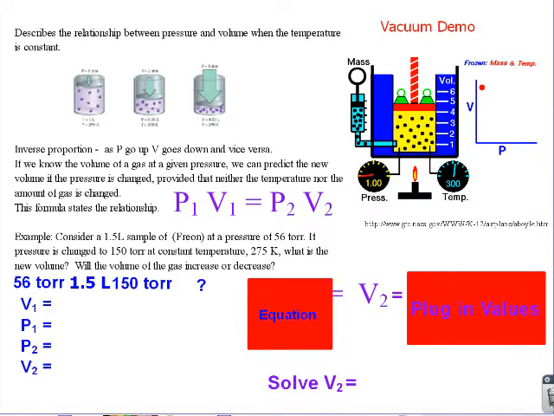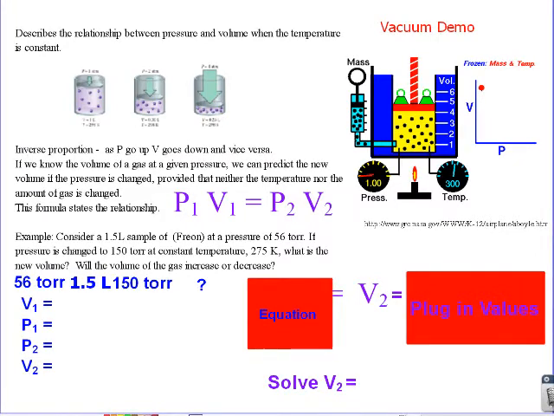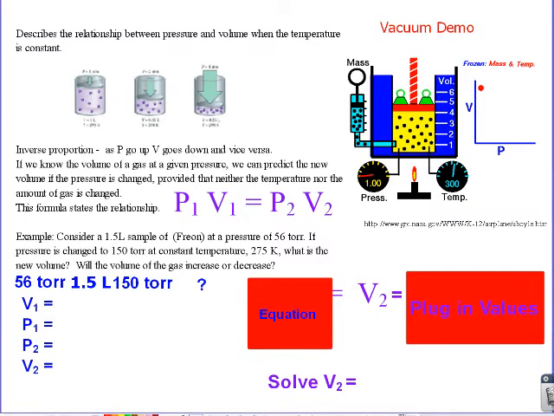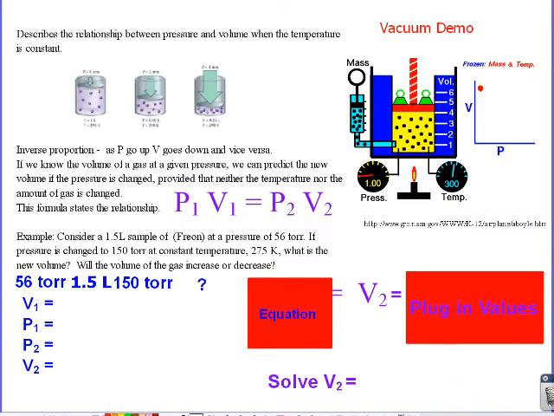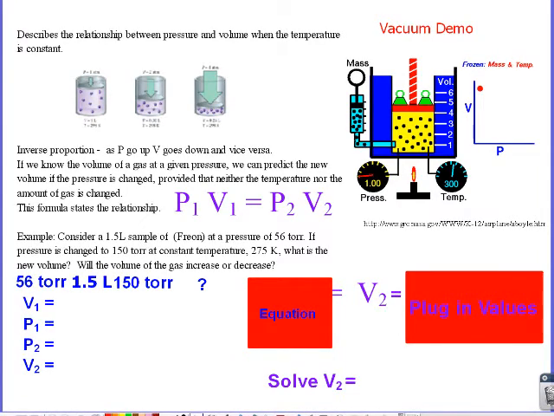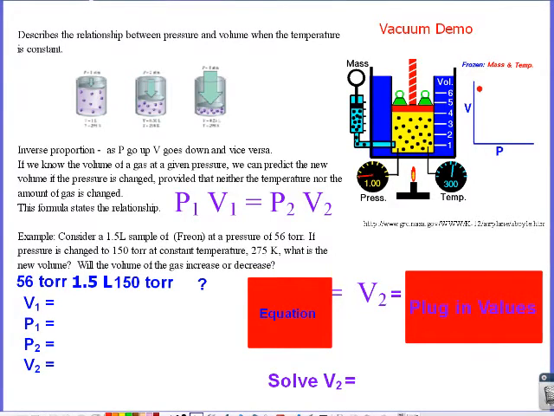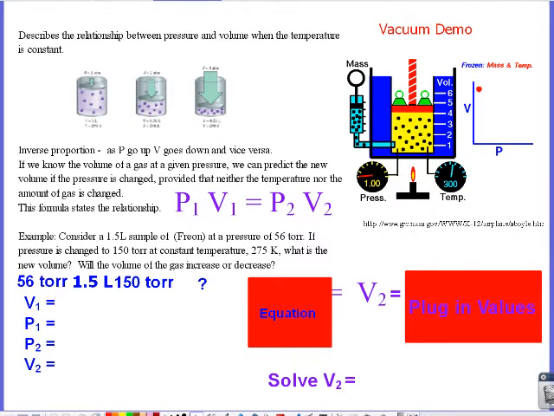And a lot of this chapter is going to be like this example, word problems. And the key to success in word problems, until you get really good at them, is writing down: what am I given? What do those things mean? Where should I put them? So in this word problem, we have Freon at 56 torr, and its pressure is changed to 150 torr. Temperature's constant, so I don't need to worry about the temperature because it's not changing.